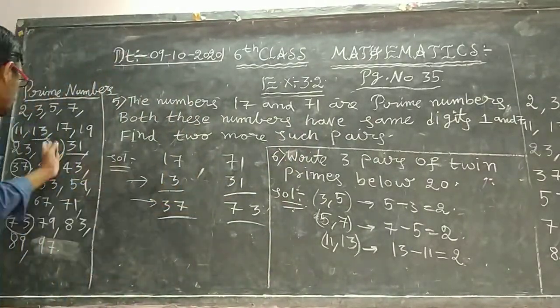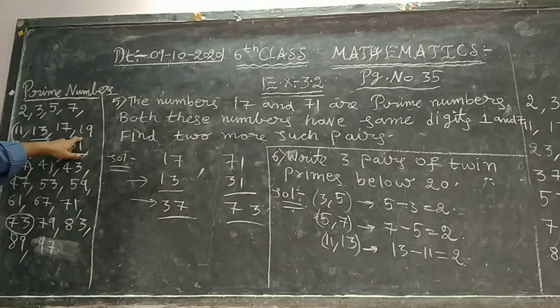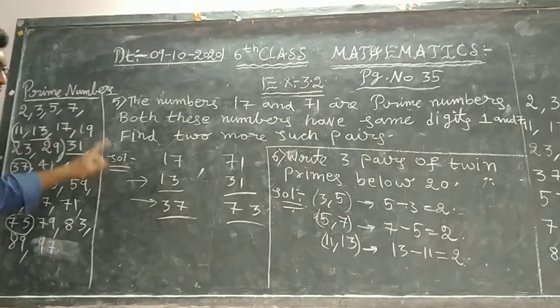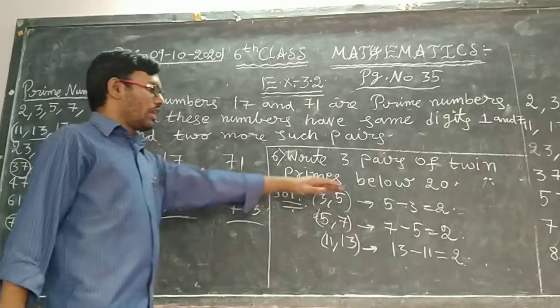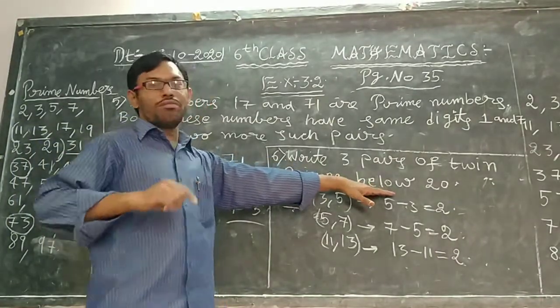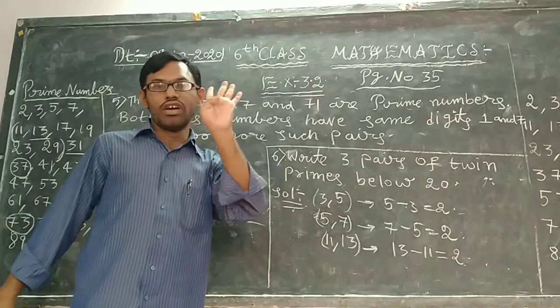So if you want, you can write another one also: 17 comma 19 also you can write. Okay, 19 minus 17 is also 2 only. So totally below 20, how many pairs of twin primes? Totally 4.